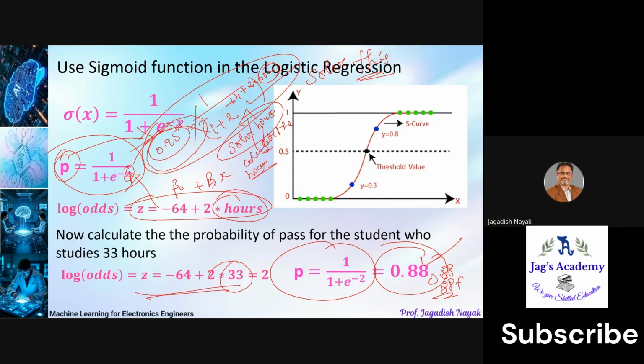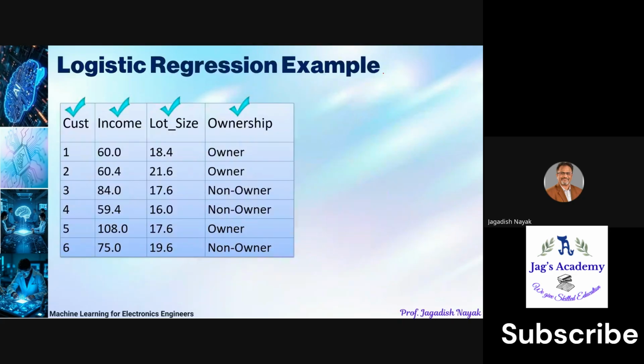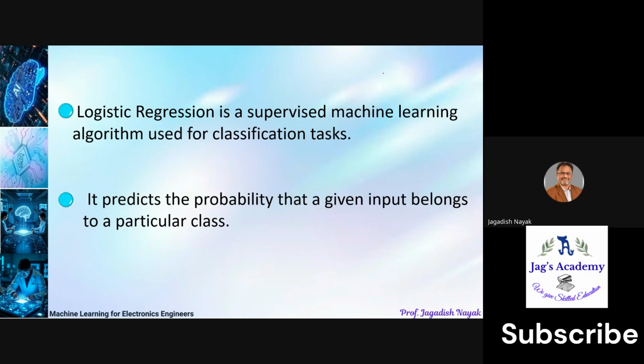Now similarly, we have another example, something like this: customer income. This is the customer number, income, and lot size. I will do this in the next session of the class.